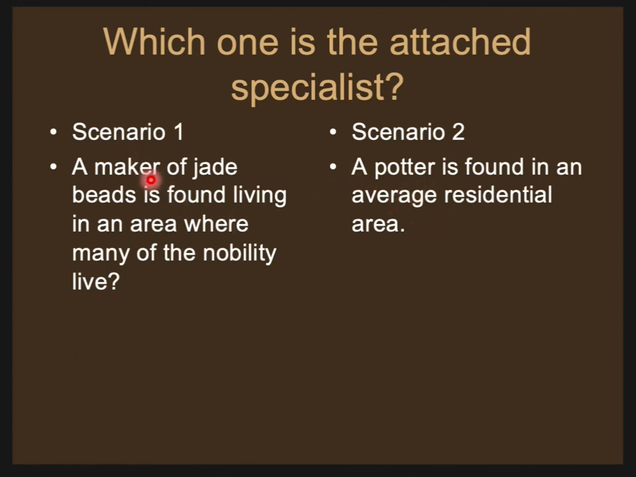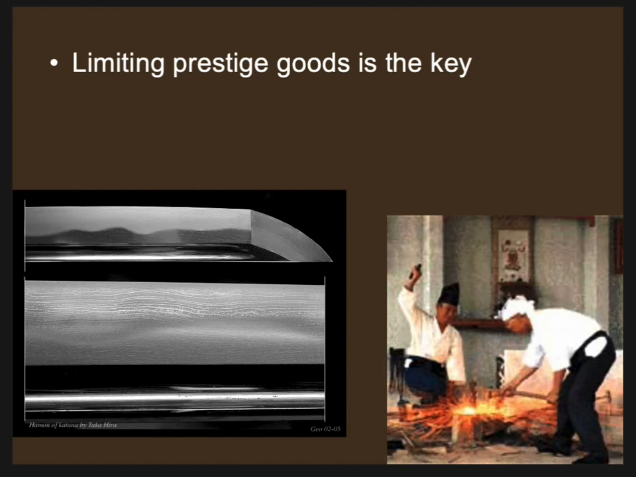This person is making prestige goods, living near the elites. Like we said with the feathered cloaks, limiting prestige goods is the key. Their value comes from their rarity. If they're not rare, they don't have that kind of prestige.